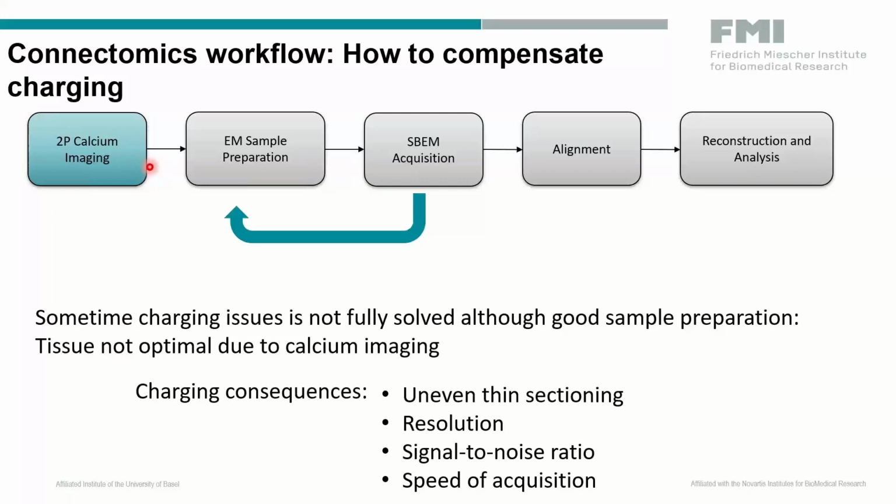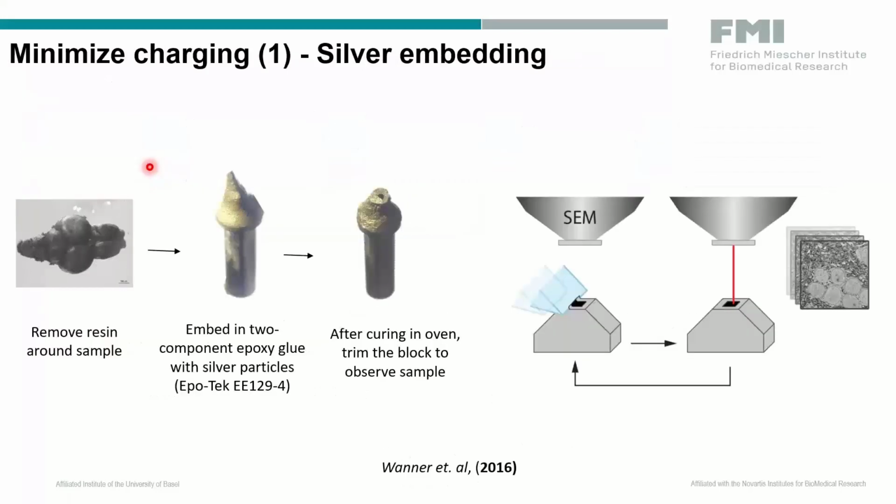The consequences then is that you may have uneven thin sectioning. You also reduce the resolution of your acquisition. You increase the signal-to-noise ratio, and the speed of acquisition becomes slower. So one solution is, after retrimming the sample, to re-embed. So I already mentioned this embedding that solved in the past many issues with the olfactory bulb.